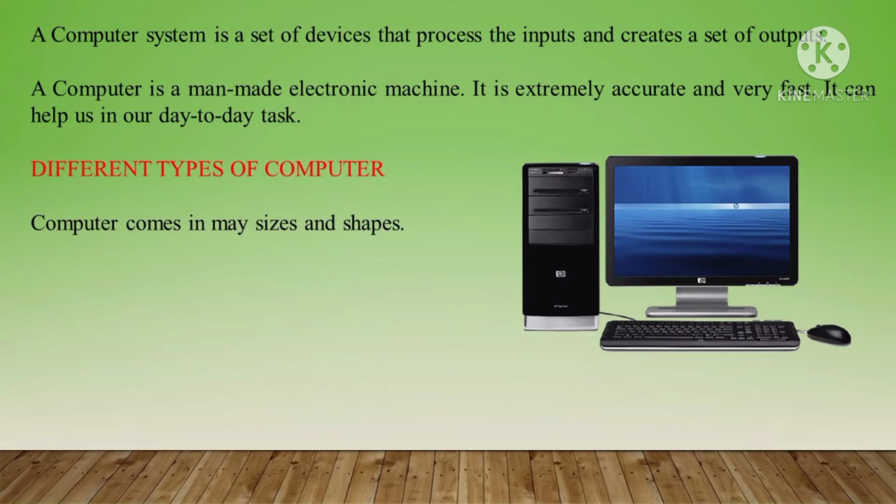What is a computer? A computer is a man-made electronic machine. It is extremely accurate, very fast. It can help us in day-to-day tasks. Now, before moving ahead, I will explain what is input, what is processing, and what is output. Right. Whatever information we give through the user is called input.